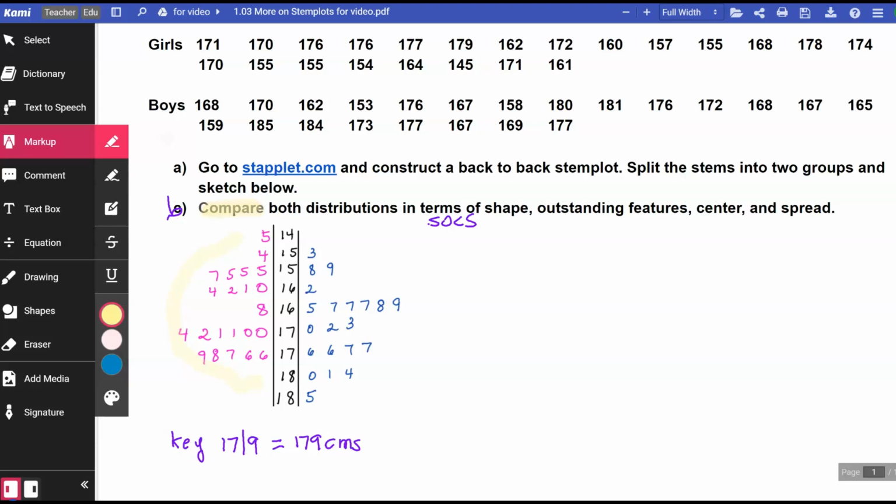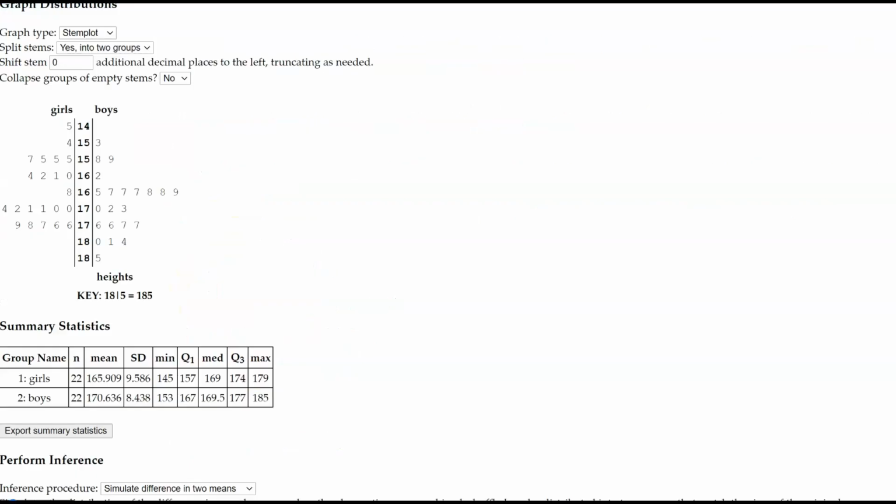The center, for now, we're going to use the median for the centers. In the future, if both distributions were symmetric, you would use the mean. That would be preferable, but for now, we're just using the median. And we can get that from Statlet. So if we go to statlet.com, we can see that the medians are close. The median for the girls is 169 and for the boys is 169.5.